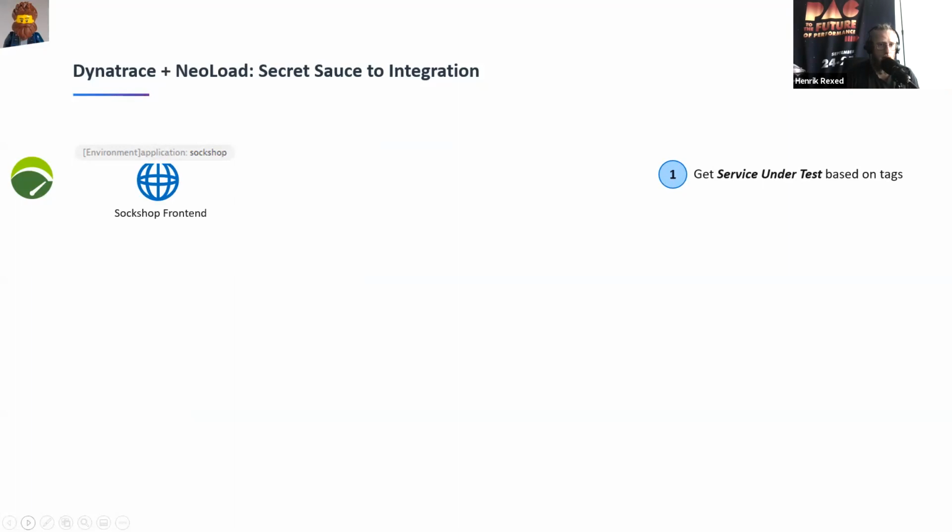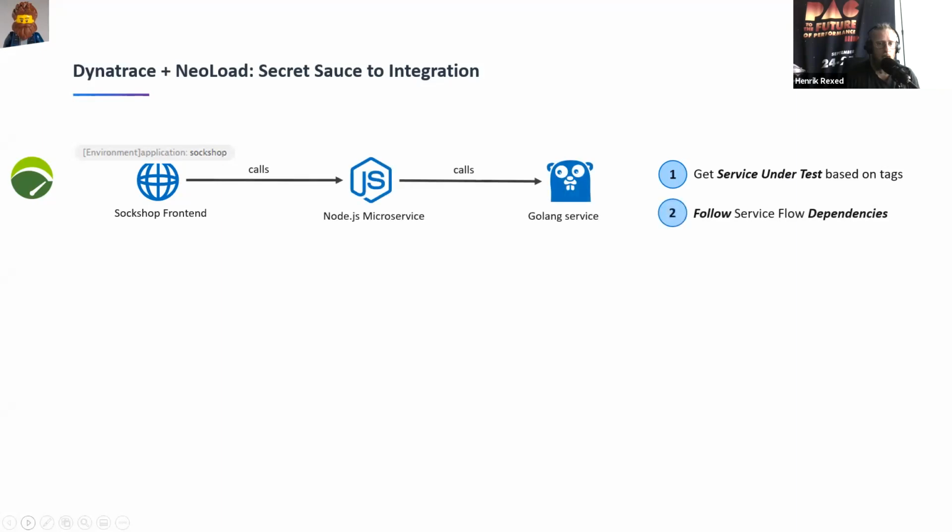So if I have a tag, so here in our example it is environment application sockshop, you will specify that in Neoload. But then obviously when you do load testing, you don't want to monitor only that service. You want to understand where you have problems. So in order to let Neoload grab the rest of the metrics coming from all the services and dependencies, Neoload at the beginning of the test is taking advantage of the Smartscape. So it says, hey, Dynatrace, could you please tell me what are the dependencies of that sockshop frontend?